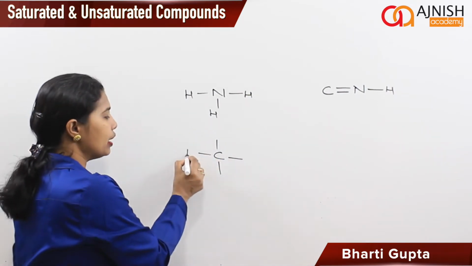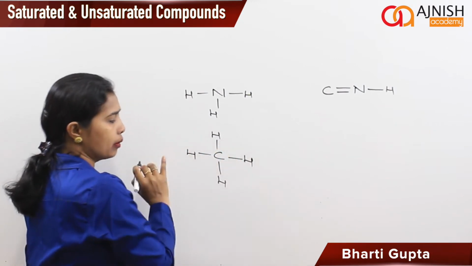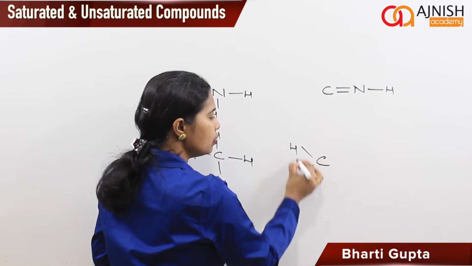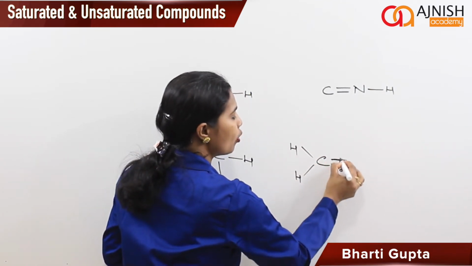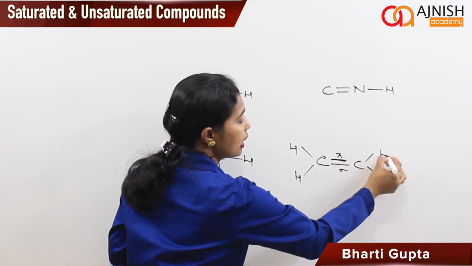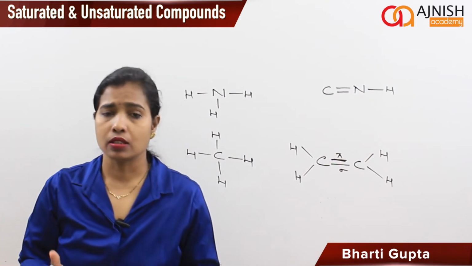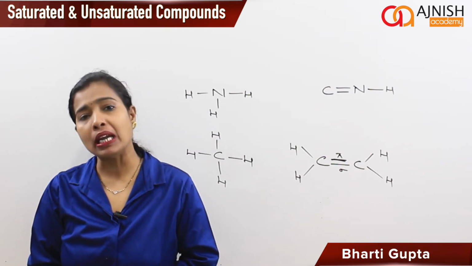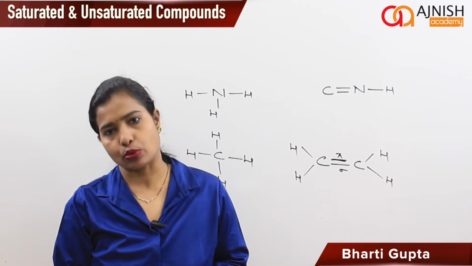If carbon makes all sigma bonds, this is a saturated compound. Now if a carbon makes 2 single bonds, meaning 2 sigma bonds, and a double bond, where a double bond means a sigma bond and a pi bond, then this compound will be unsaturated. So as long as there is no double bond or triple bond, or we say pi bond, in a compound, the compound is said to be saturated.